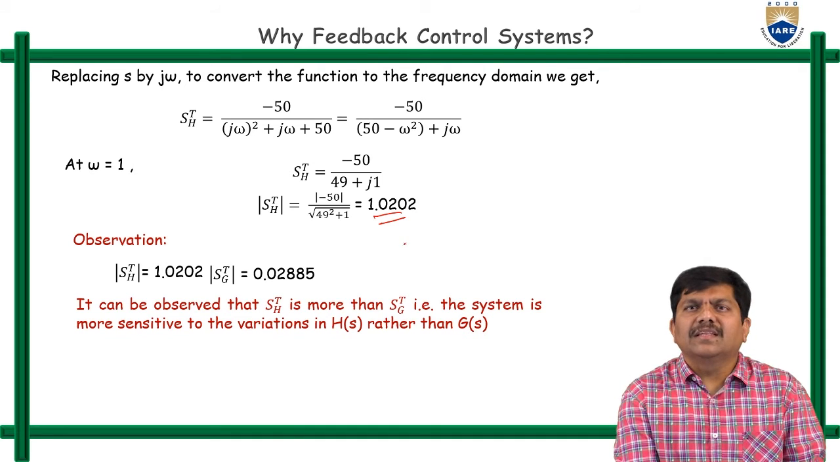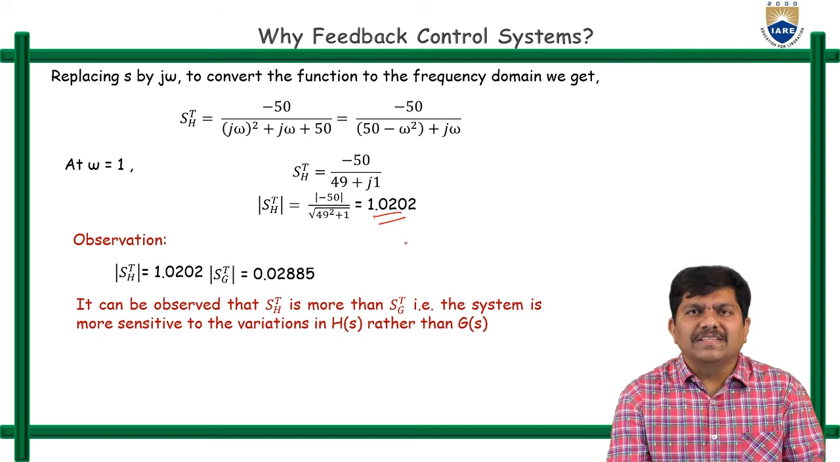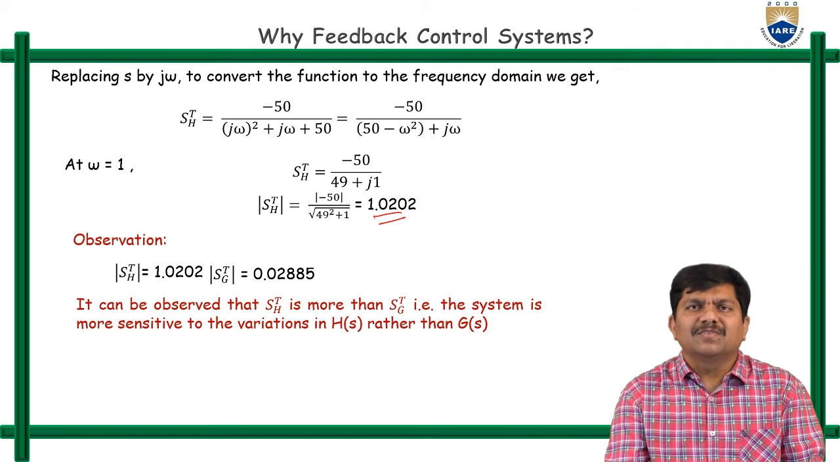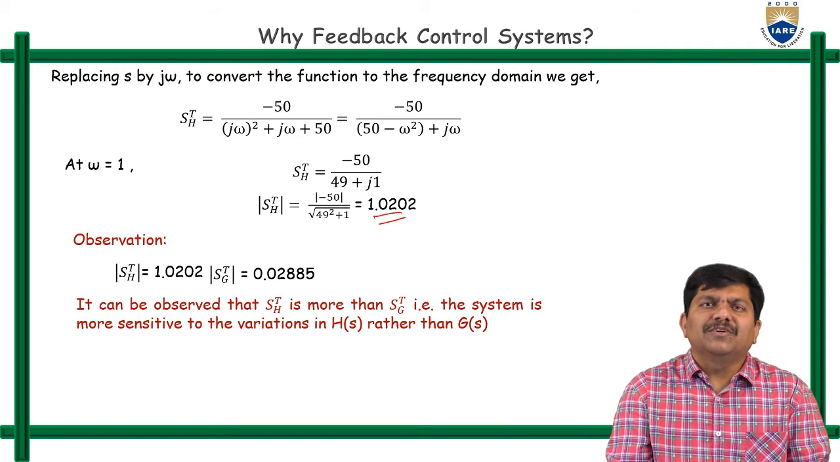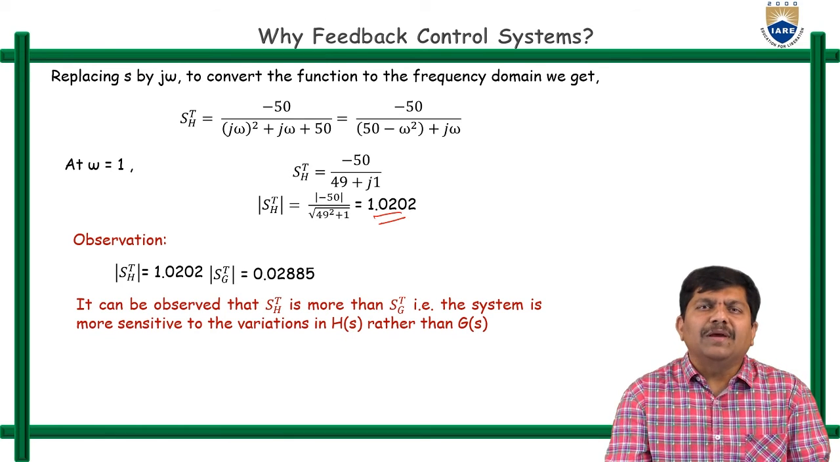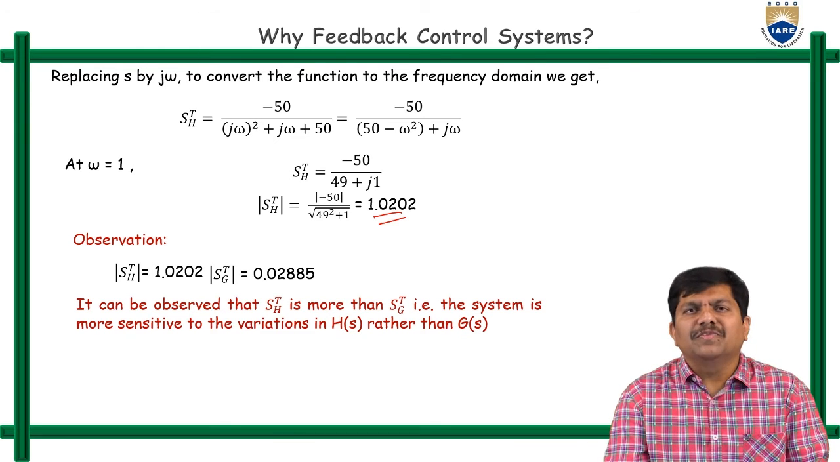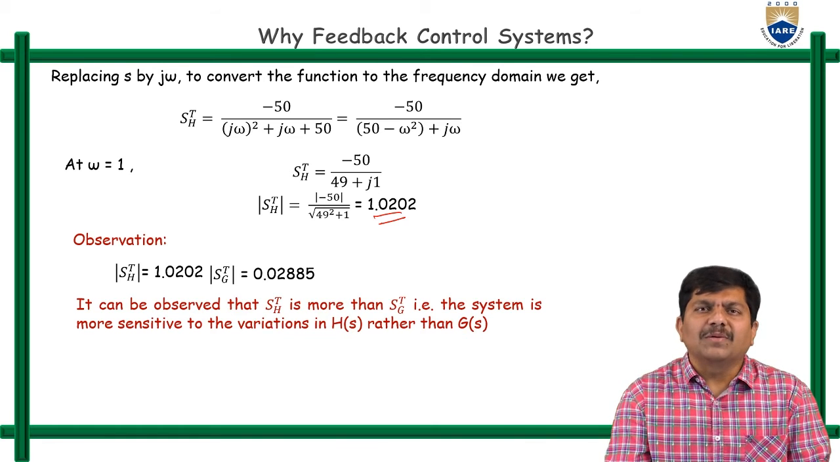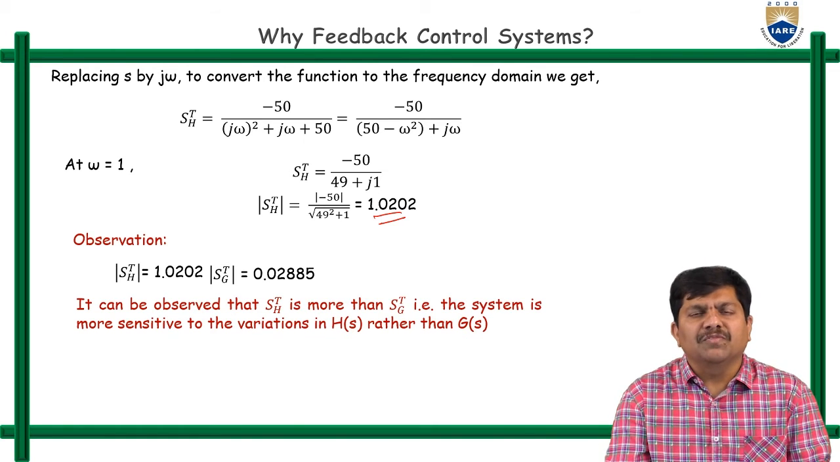So the observation is that S^T_H is more than S^T_G. That is, the system is more sensitive to the variations in H(s) rather than G(s). So that's what we have discussed during our theory videos also. If something went wrong in the feedback system, it highly influences the sensitivity. So that's why sensitivity is highly sensitive with respect to the feedback. Whereas in the forward path transfer function, if something went wrong, then sensitivity is well and good.